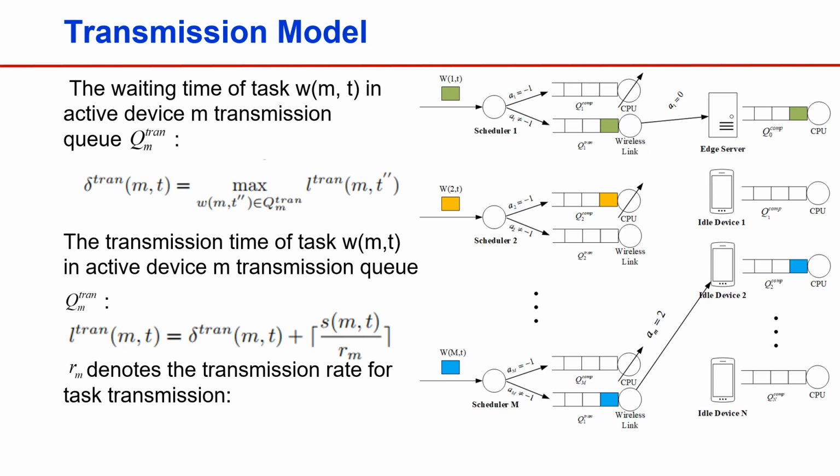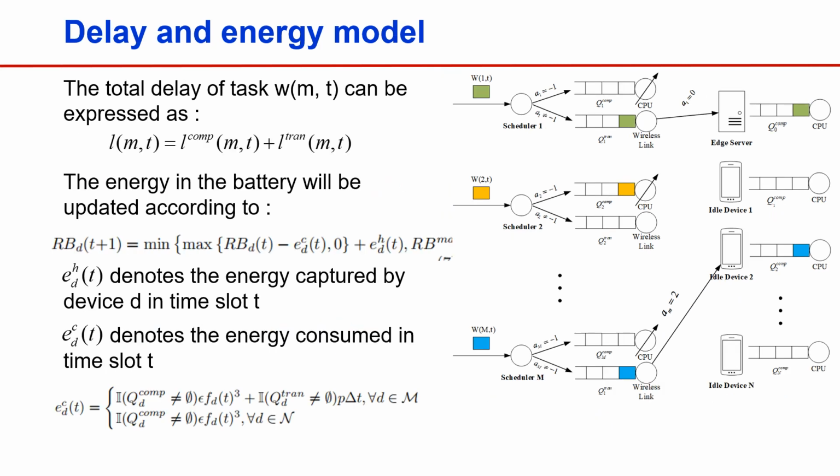The transmission model is similar to the computation model, and it also uses an iterative method for computing according to the principle of first in, first out. The transmission rate R is calculated according to the Shannon formula, which mainly depends on the channel state. The delay we want to optimize is the sum of computation delay and transmission delay.